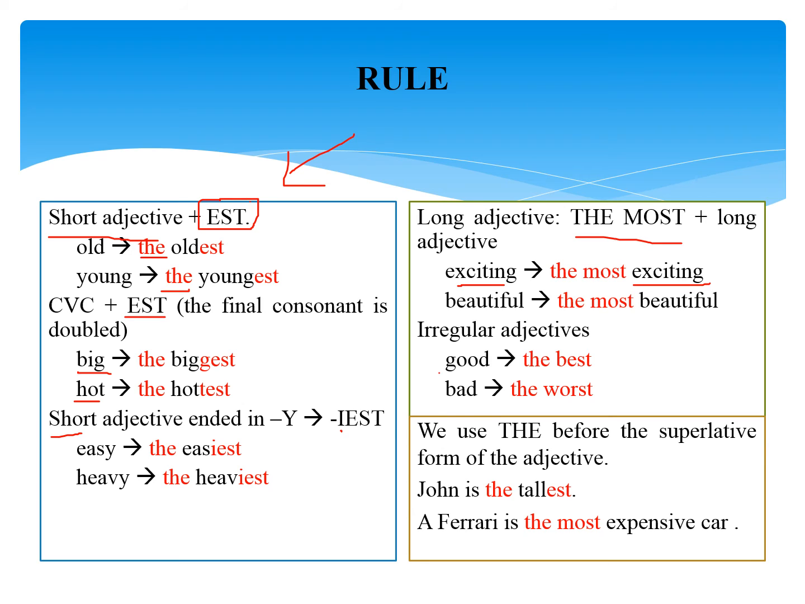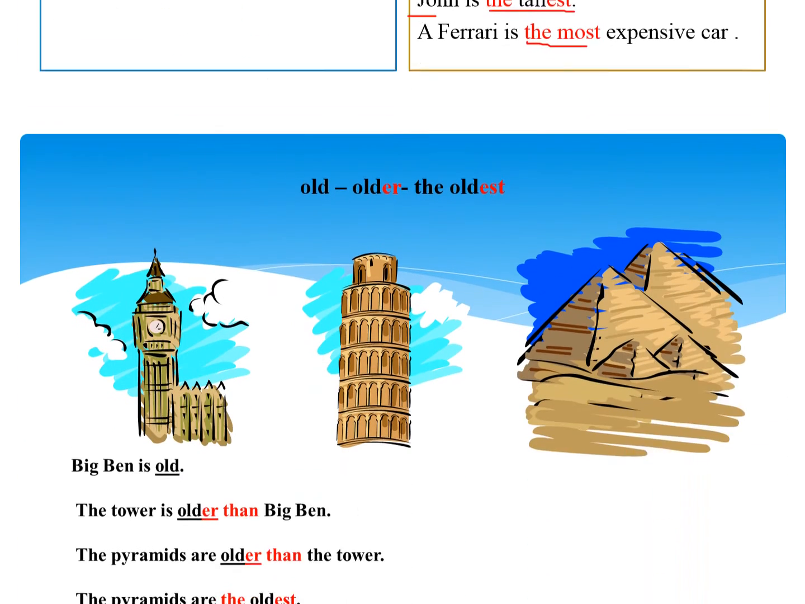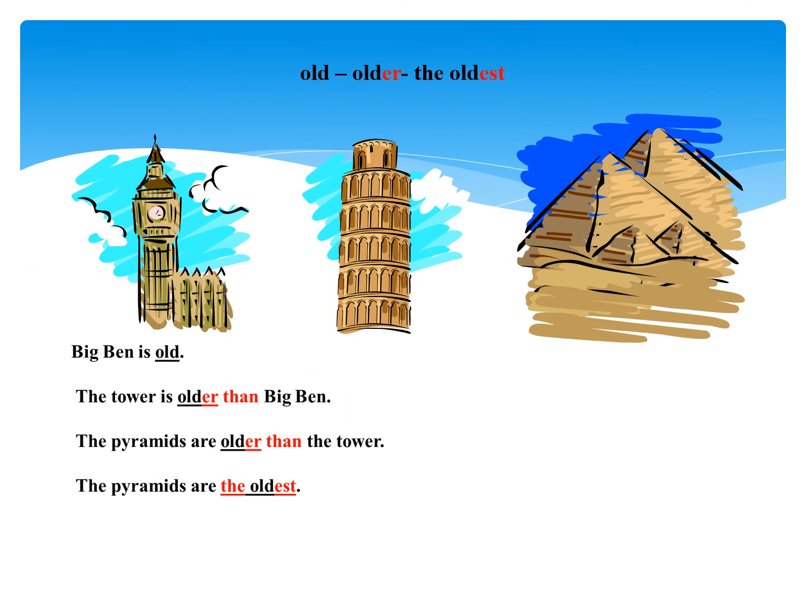Now we use the article the before the superlative form of the adjectives. John is the tallest. Ferrari is the most expensive car. Good. Now look here, old, older, oldest.